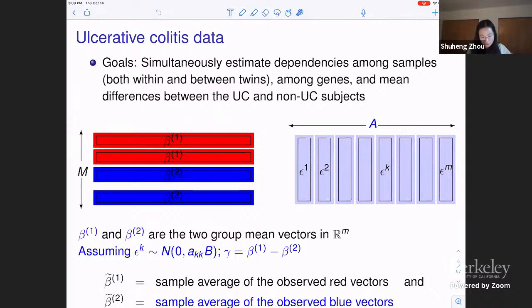And then the noise will be correlated as well across all the samples, which is kind of an unfortunate aspect of such a study, because we know if the noise is correlated, then you cannot really ignore that dependency. Otherwise, you will lose power in terms of statistical testing.